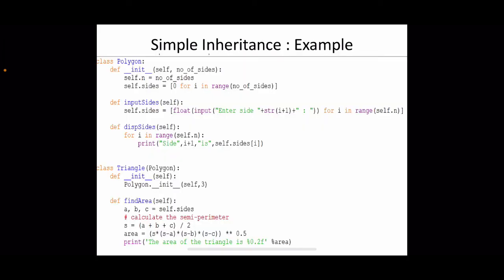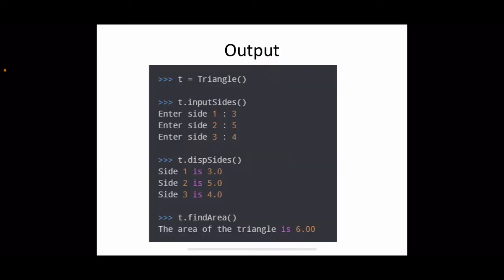Now we are invoking this method, display side. That is also a method defined in the polygon parent class that we are inheriting into this triangle. Display side will display the different side values. Side 1 is 3, side 2 is 5 and side 3 is 4.